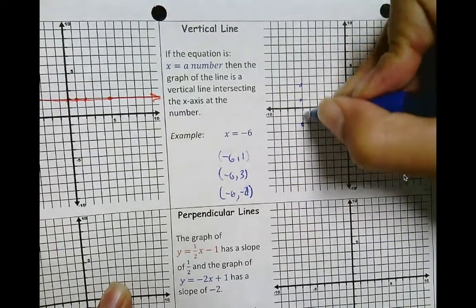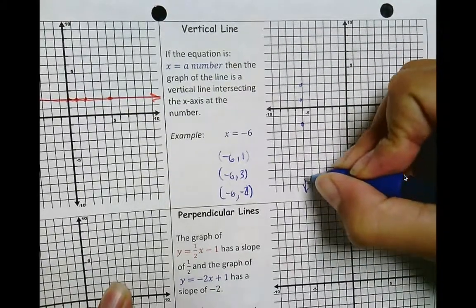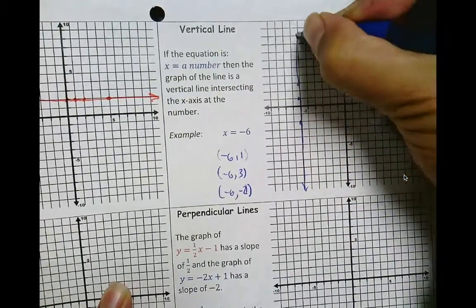So what you should notice is that anytime x is equal to a number, you end up with a line that is vertical.